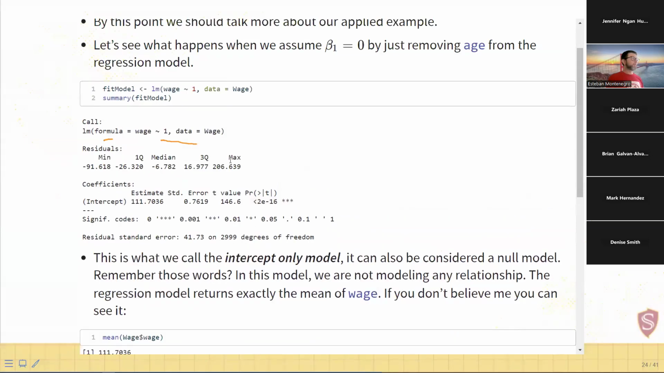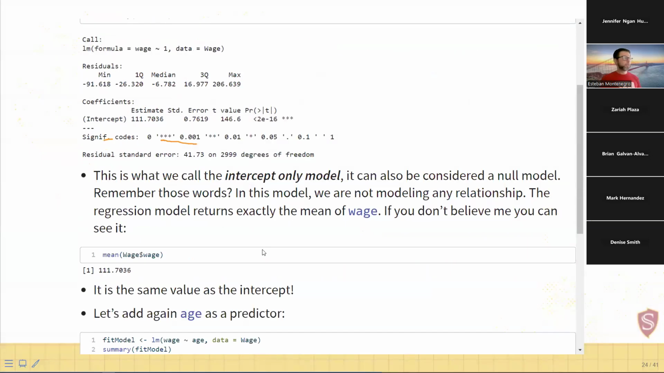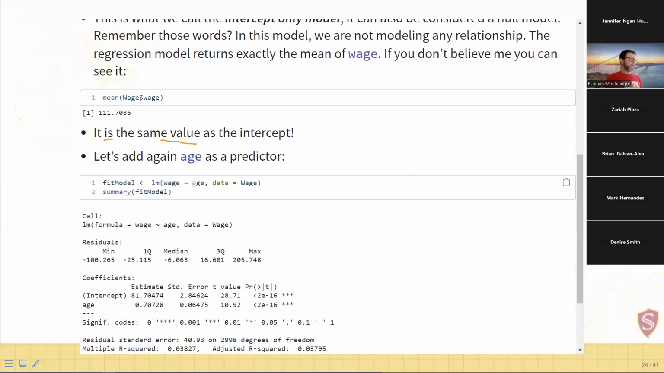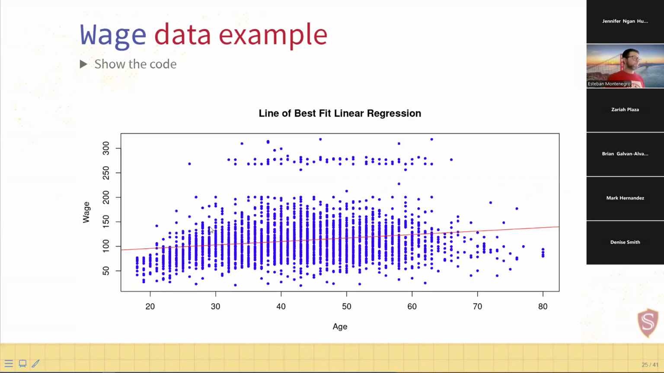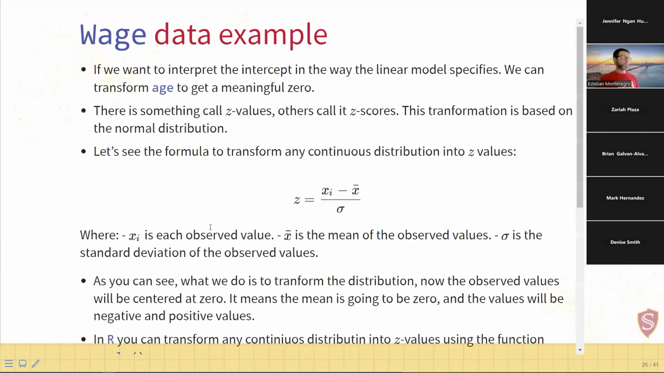But of course, what we want is to find a model that is better than this model. So many times, what we do is add a predictor. In this example, we added age from the data set wage, and it showed that it actually is better because the p-value of the predictor is less than 0.005. So the relationship between age and wage is not explained by chance. And this is how the relationship looks.